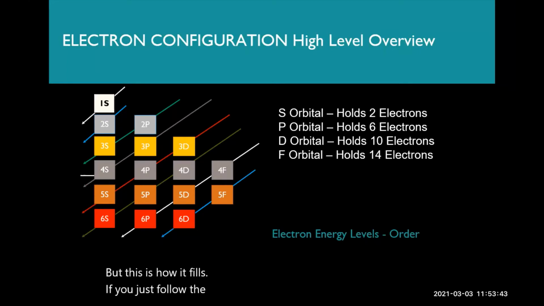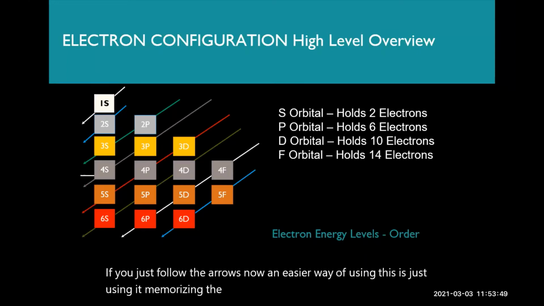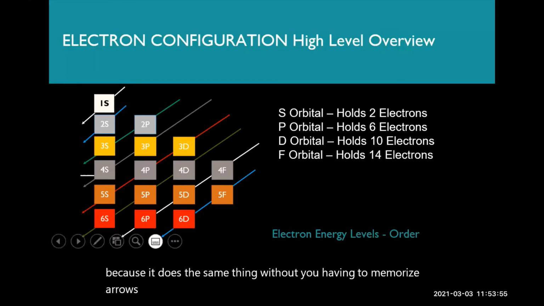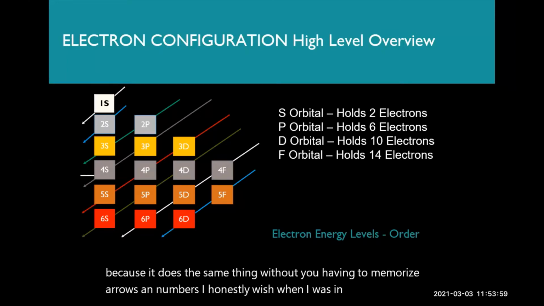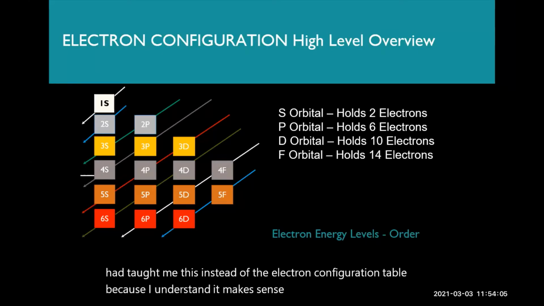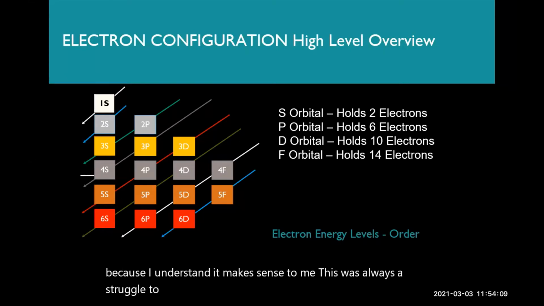Now, an easier way of using this is just memorizing the electron configuration periodic table, because it does the same thing without you having to memorize arrows and numbers. I honestly wish when I was in college that they had taught me this instead of the arrow table, because I understand it, it makes sense to me. The arrow table was always a struggle to understand. So there's that.